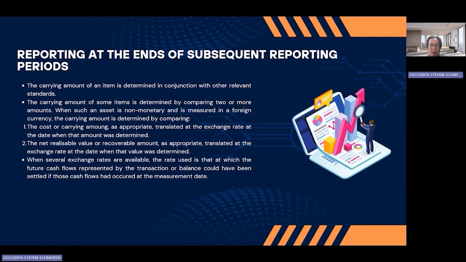And for an asset that is non-monetary and is measured in a foreign currency, the carrying amount is determined by comparing, first, the cost or carrying amount as appropriate, translated at the exchange rate at the date when the amount was determined, and second, the net realizable value or the recoverable amount as appropriate, translated at the exchange rate at the date when the value was determined. The last point is that when several exchange rates are available, the rate used is that at which the future cash flows represented by the transaction or balance could have been settled if those cash flows had occurred at the mentioned date.